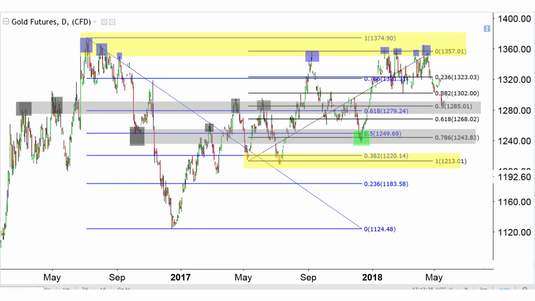Conversely, the 1240s now act as a reversal area, rather than stalling or congesting price as it had done on the previous chart.